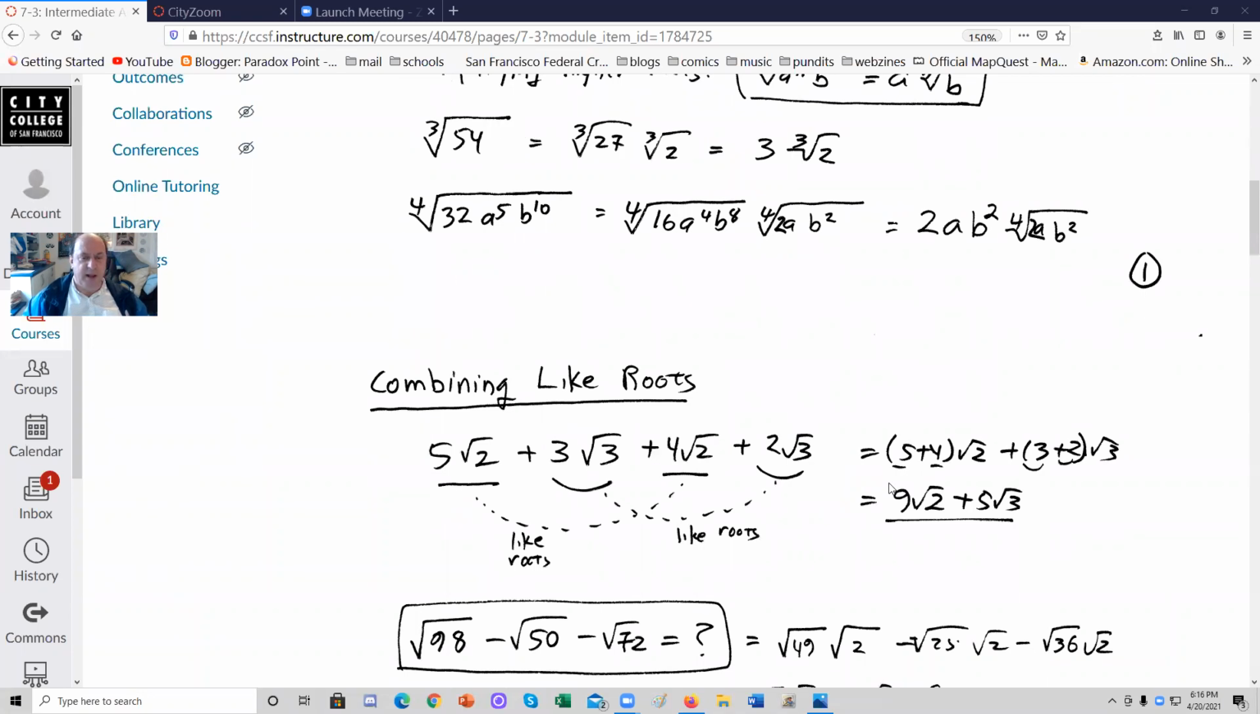All right, so then there's a matter of combining roots. You have 5 root 2 plus root 3 plus 4 root 2 plus 2 root 3. 5 root 2 and 4 root 2 are like roots. They have the square root of the same thing. So this is 5 plus 4 times root 2. 3 root 3 and 2 root 3 again are like roots. That's root 3. So these combine to 3 plus 2 root 3. So 9 root 2 plus 5 root 3.